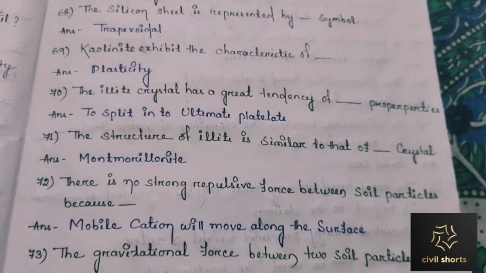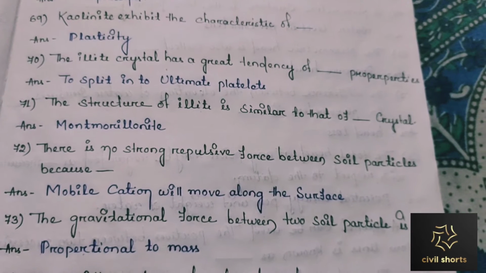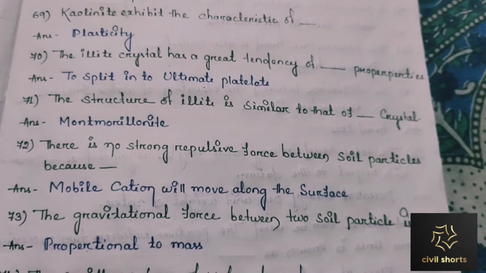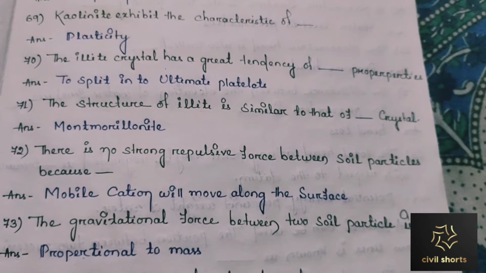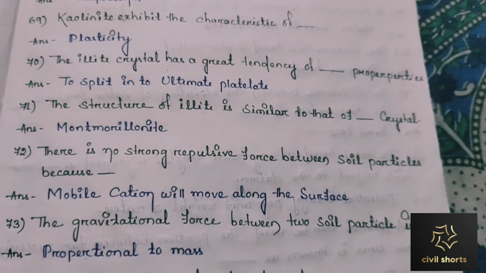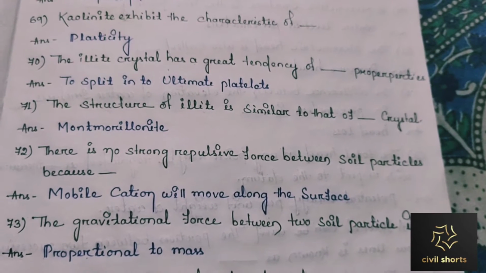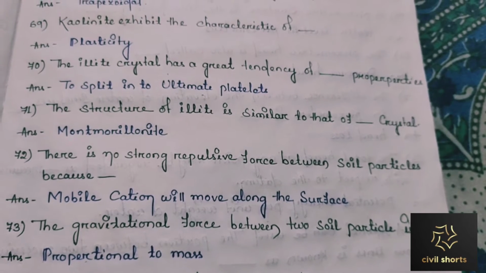Then question number 73. The gravitational force between two soil particles is dash. Answer is proportional to mass. Now, when the mass of the particle increases, the gravitational force acting downward on the particle increases. Hence, both mass and gravitational force are proportional to each other.